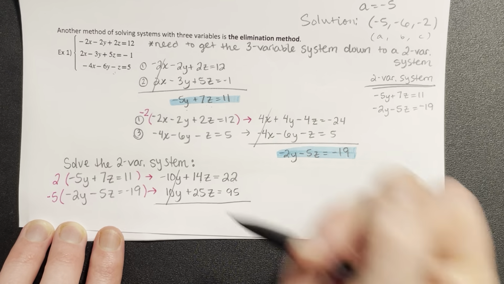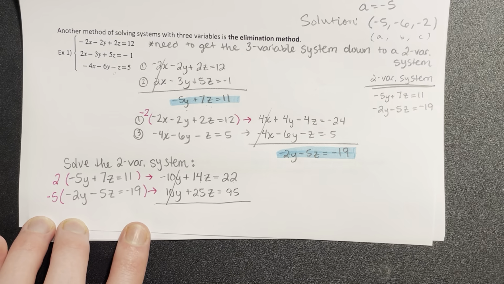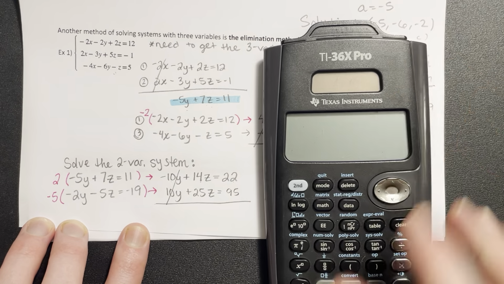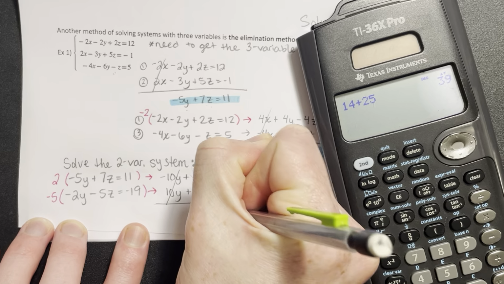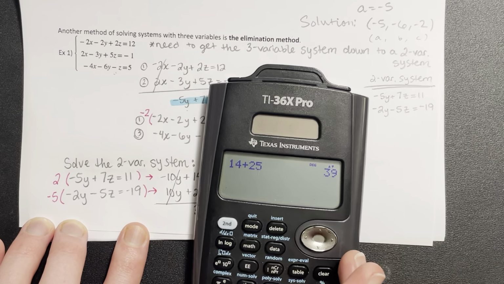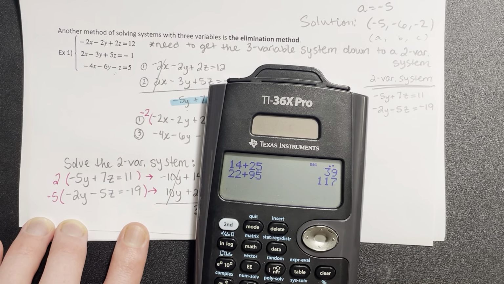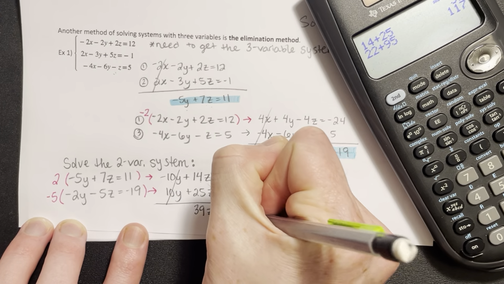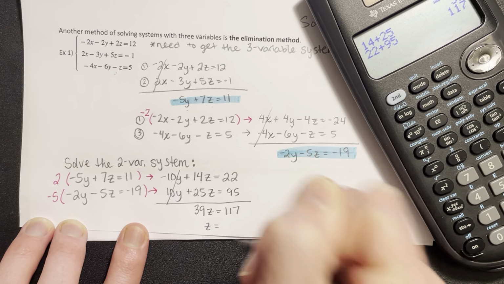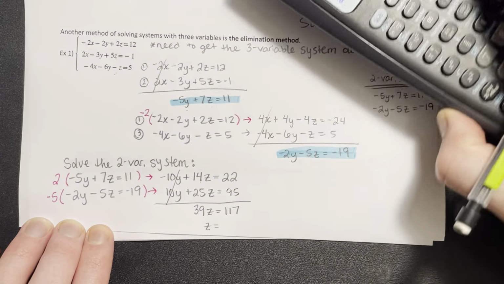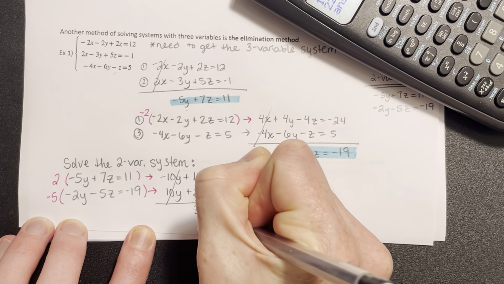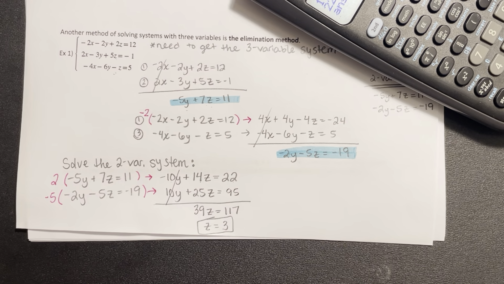We're going to add these two equations together so your y's eliminate. And then if you need a calculator, you can do that, but you're doing 14 plus 25, so you should get 39. So 39z equals, and then 22 plus 95, 117. We divide by 39, and we should get 3. So z is 3. That tells me what one of the variables is, but we still need to figure out the other two variables.